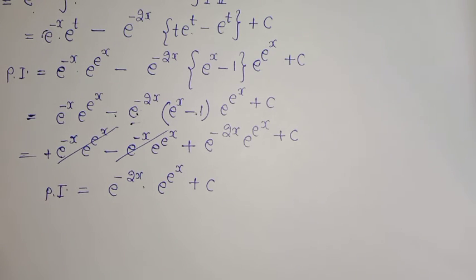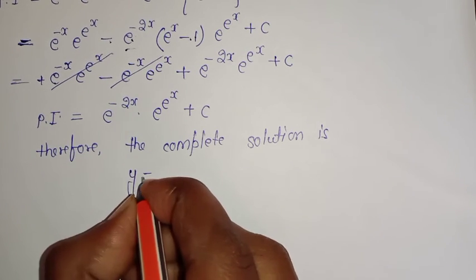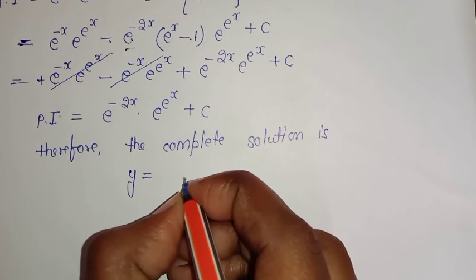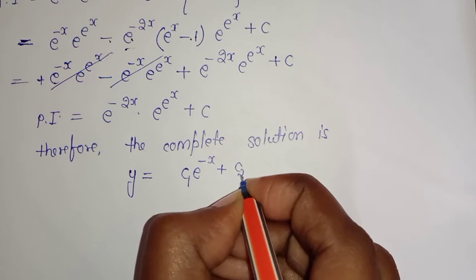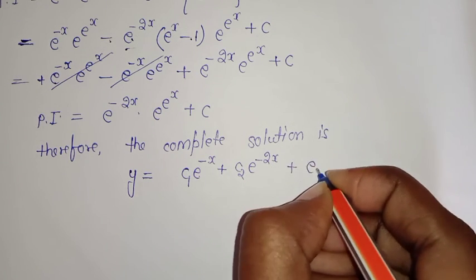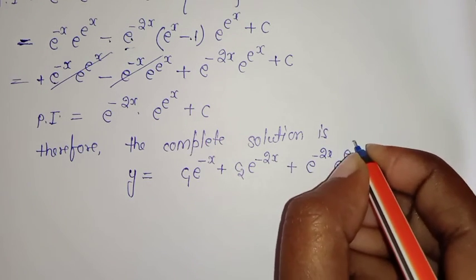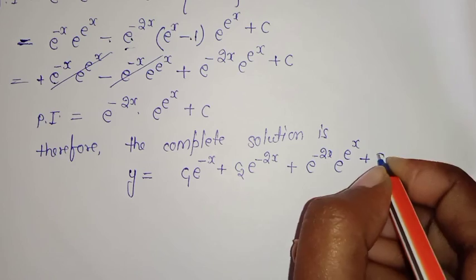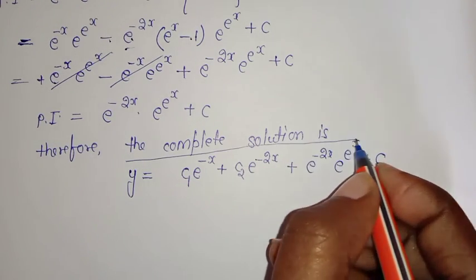It is very easy, but you have to remember this always. Therefore the complete solution is y is equal to cf plus pi, and our cf was c1 e raised to power minus x plus c2 e raised to power minus 2x, plus e raised to power minus 2x, that is our pi, into e raised to power x plus integrating constant c. So this is the complete solution for our second example.